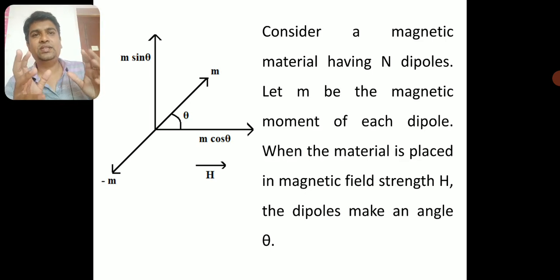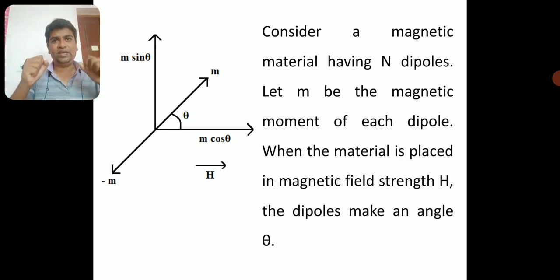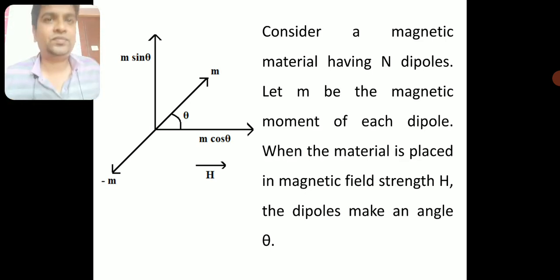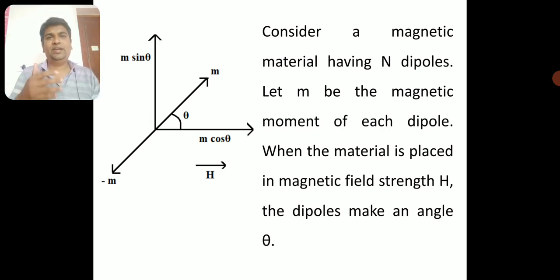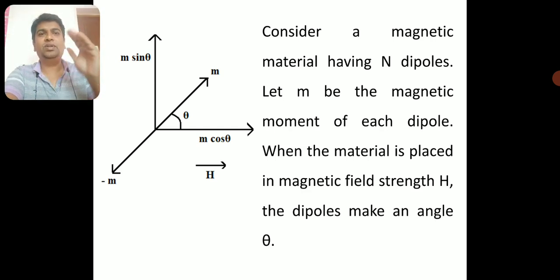Now we consider a magnetic material having n dipoles, and let m be the magnetic moment of each dipole. When the material is placed in a magnetic field H, the dipoles start orienting. Each dipole makes an angle theta with the magnetic field, and the dipoles align in different directions.